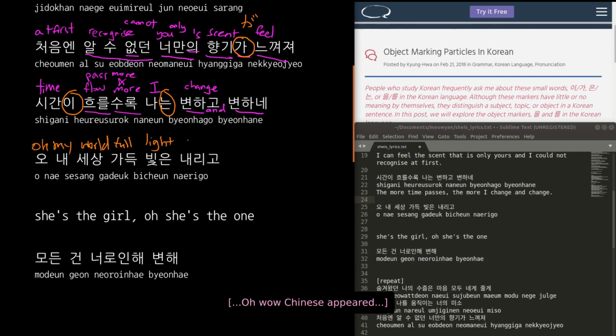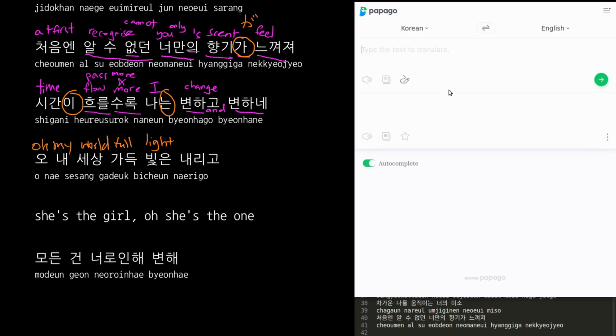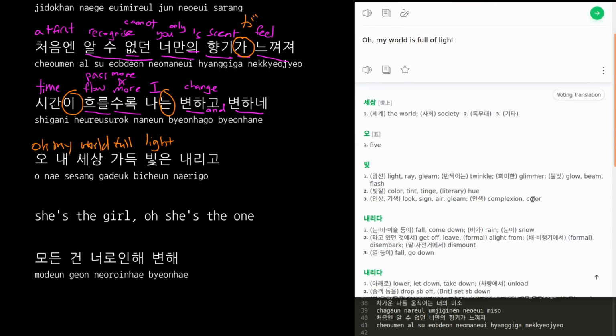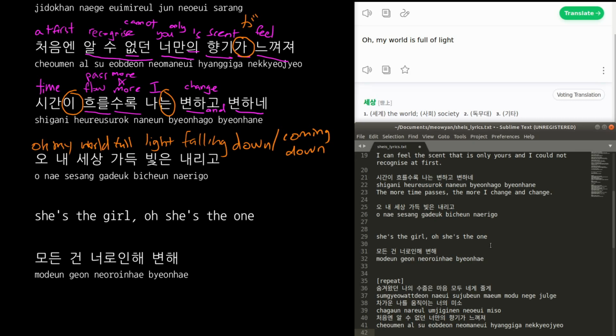降下来. Oh no, how do I explain it in English? 내 세상 가득 빛은 내리고. Well, basically it's trying to say my world is full of light, but the 내리고 kind of shows that you're coming down, you're falling down into his world. Falling down. Coming down. Yeah. Oh my goodness, I almost started singing. 내 세상 가득 빛은 내리고.